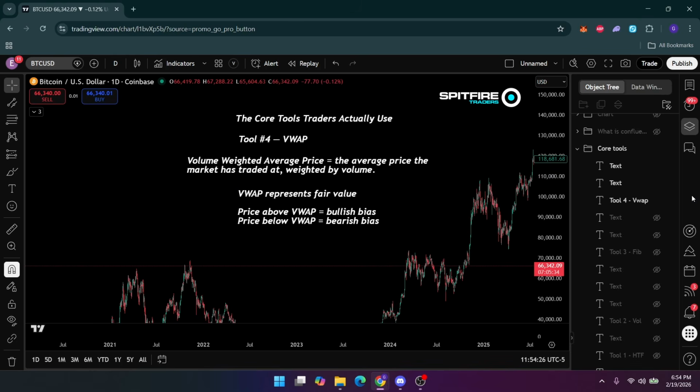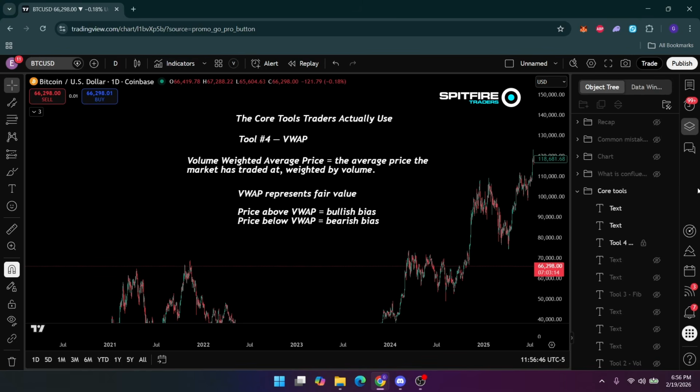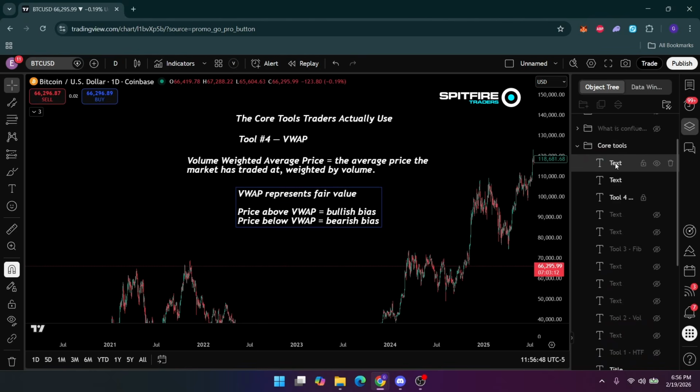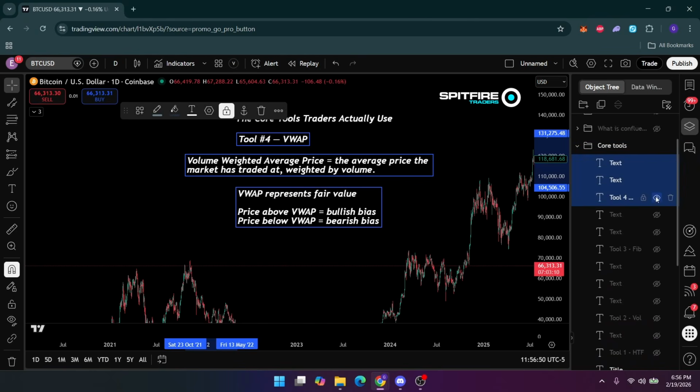When price is above VWAP, we have a bullish bias. When price is below VWAP, we have a bearish bias. VWAP is amazing for entries, trend continuation plays, mean reversion setups, but I find it super useful as confluence along with Fibs and volume profile. Now, here is the most important part, confluence.